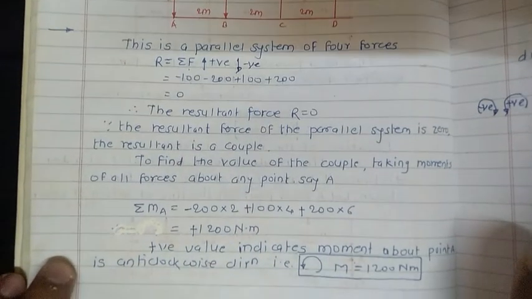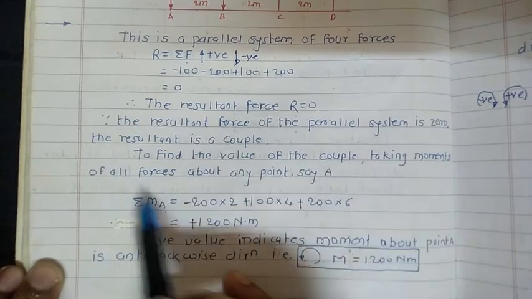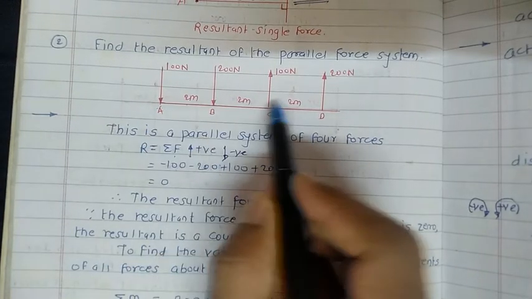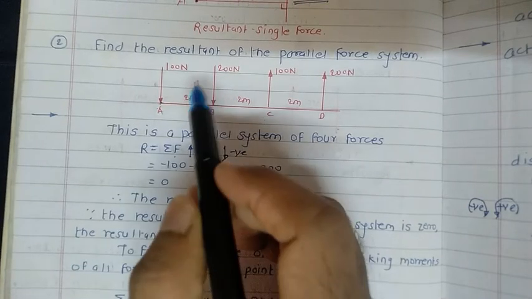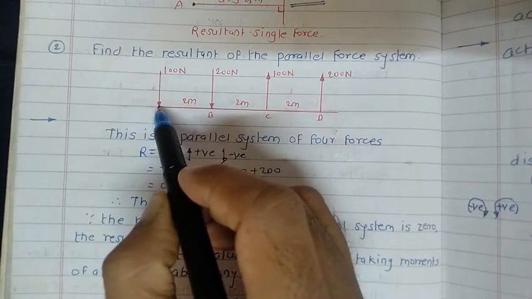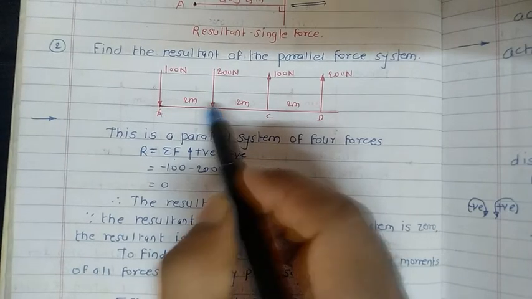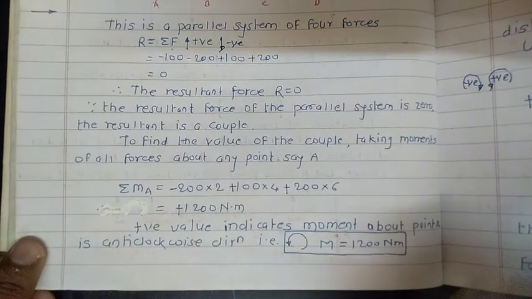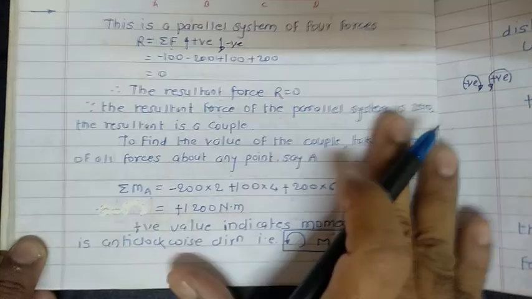So to find the value of the couple, taking the moment of all the forces about any point, here point A, you have to take the moment of this force, this force, this force, as well as this force about the same point. The line of action of this 100 Newton force passes through the same point, so the value for that becomes 0. Now take the moment of this 200 Newton force about this point. We are discussing this step: summation of moment of all the forces about this first point A.